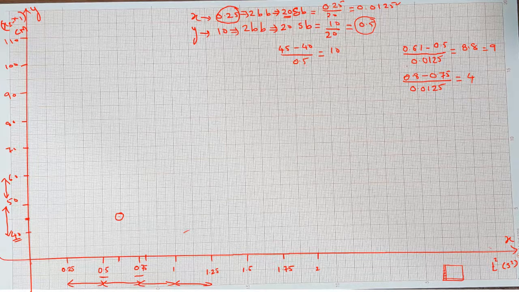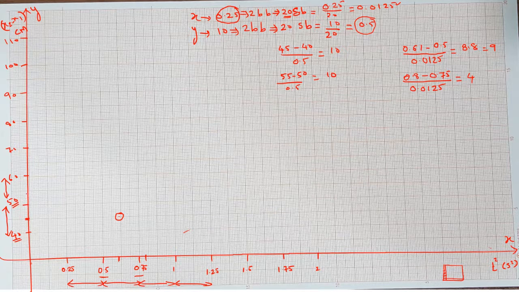And then the corresponding y-axis value for this 0.8 is 55. Again, 55 is between 50 and 60. The lowest value here is 50. So 55 minus 50 divided by the value of one small box will again give 10. So your 55 will come here. Now if I fix the intersection point here, I got this point as my intersection point. Am I right?